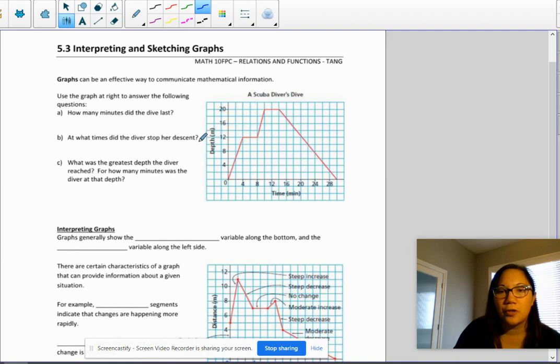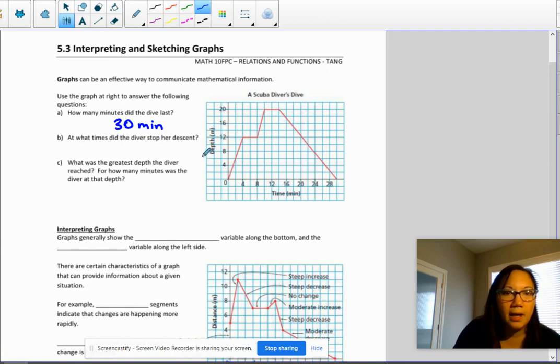The first question is, how many minutes did the dive last? Well, the dive would start when they went under the water, and it would continue all the way until they came back up to the surface, a depth of 0 again. So the question is, what is this amount of time here? It looks like so far, for 2 squares, that's 4 minutes. That must mean that each square is worth 2 minutes. So this would be an answer of 30 minutes.